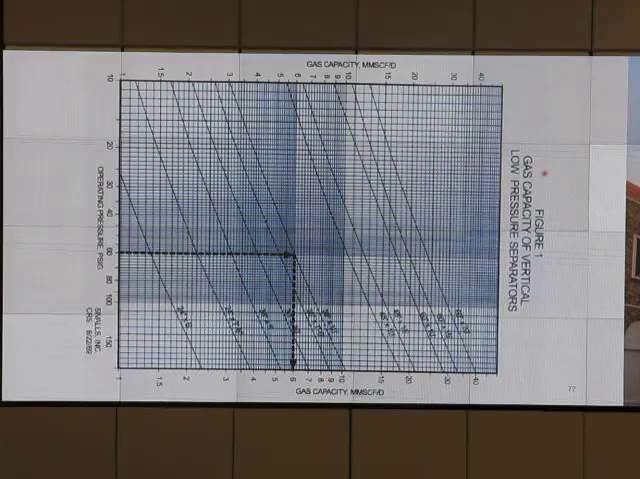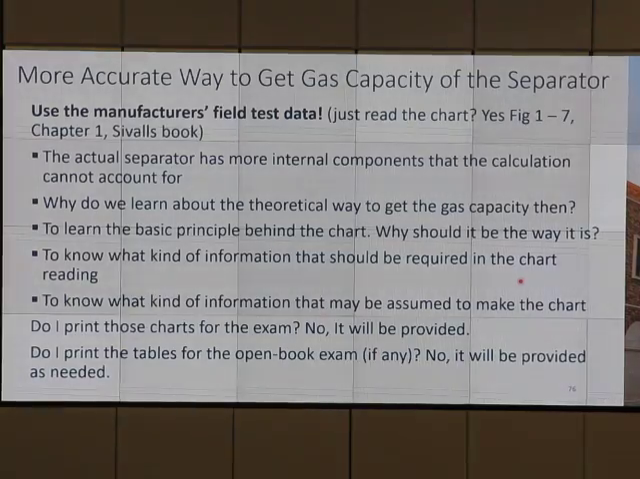The difficult part, it should not be difficult, is that you should select the right chart. If it says vertical, you use vertical. If it's horizontal, use horizontal. I don't expect you to select the wrong chart, but I have to check whether you can use the chart anyway. So I don't want you to fail because you did not print it. That's why we print it for you.